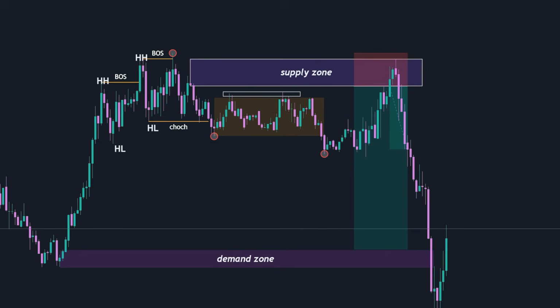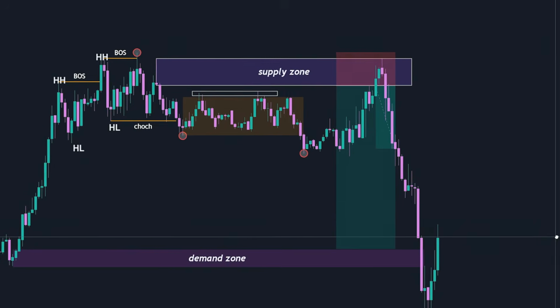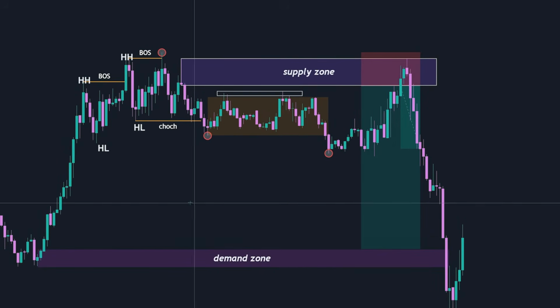Beautiful, right? And by the way, this model isn't just for selling. If the trend flipped bullish, you'd do the same thing with equal lows and demand zones. Exact same logic, just inverted. So that's the entry model. Bearish impulses, equal highs, liquidity sweep, sell from supply, and target lower. Or flip it around for bullish setups with equal lows and demand.